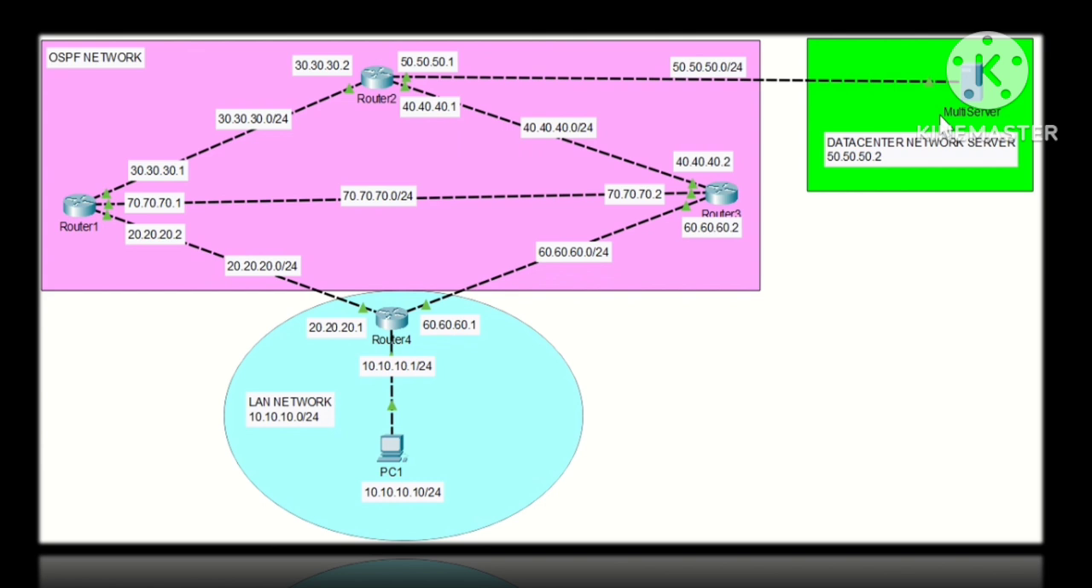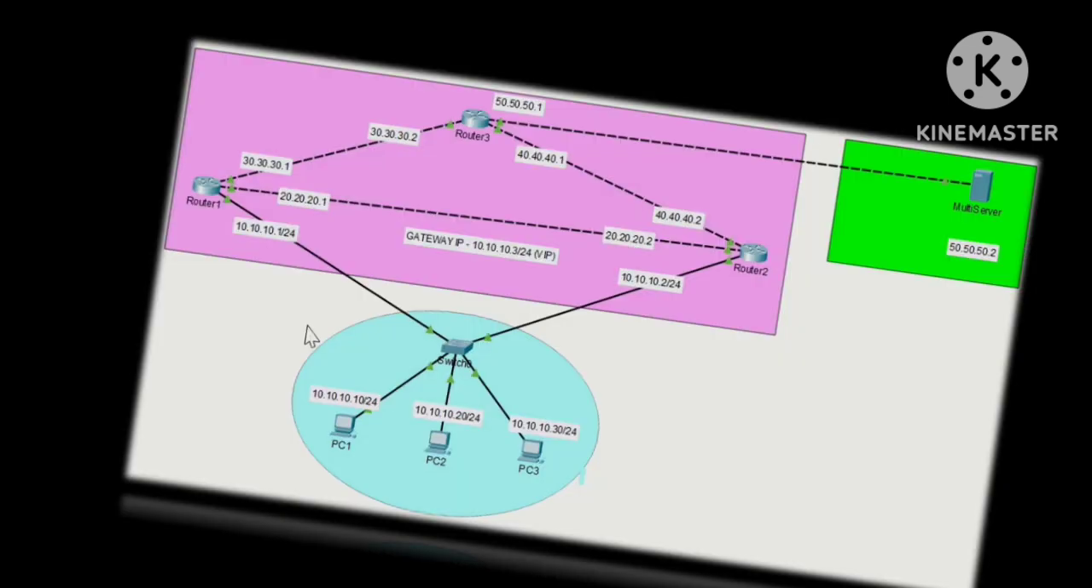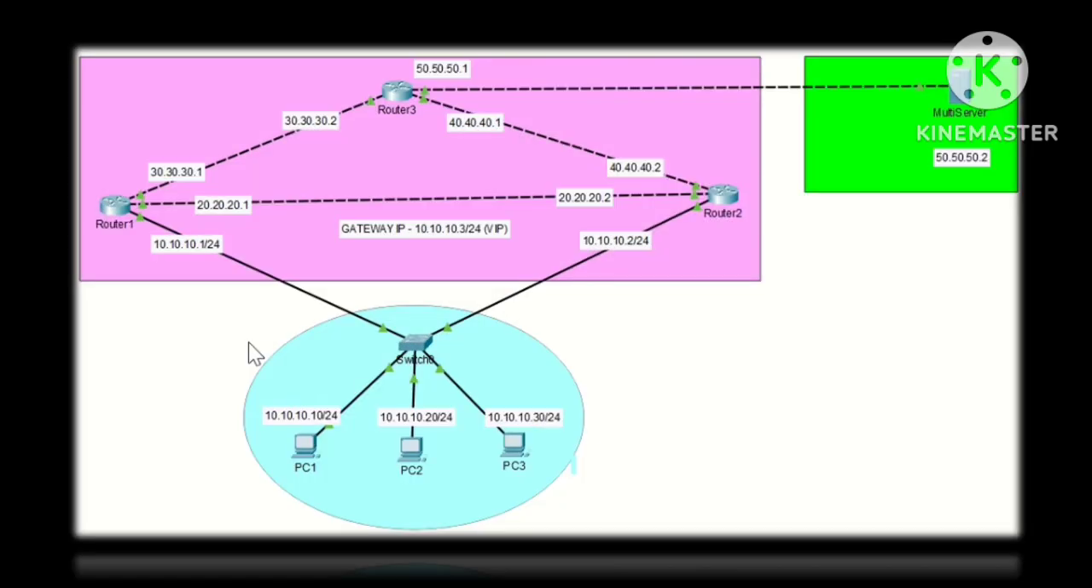So all these four routers are configured with the OSPF protocol, and router 4, which is connected to the end system, is acting as a gateway. So let's say if router 4 goes down or crashes, how will the end system reach the multi-server? That is what we are going to see, how we are going to provide redundancy for this gateway using HSRP.